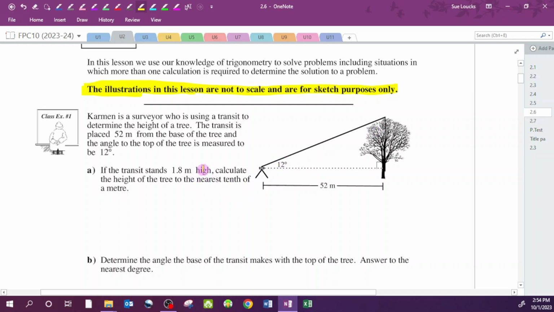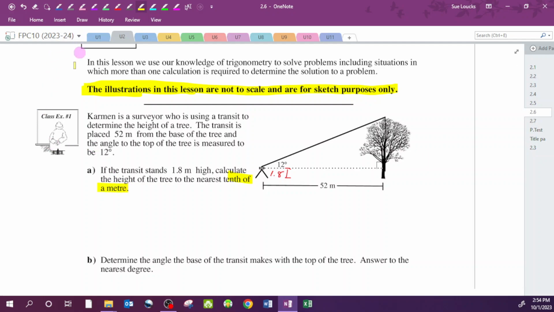If the transit stands 1.8 meters high, well, that's important now. That means that this height here is 1.8. That's this distance here. And we need to calculate the height of the tree to the nearest tenth of a meter.